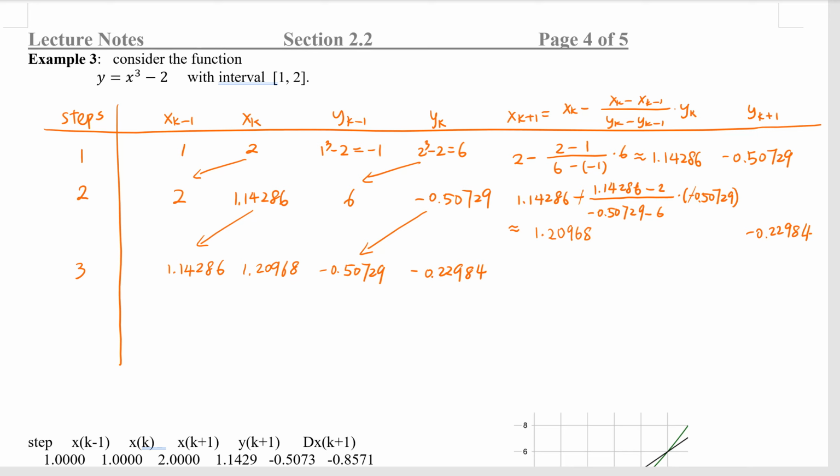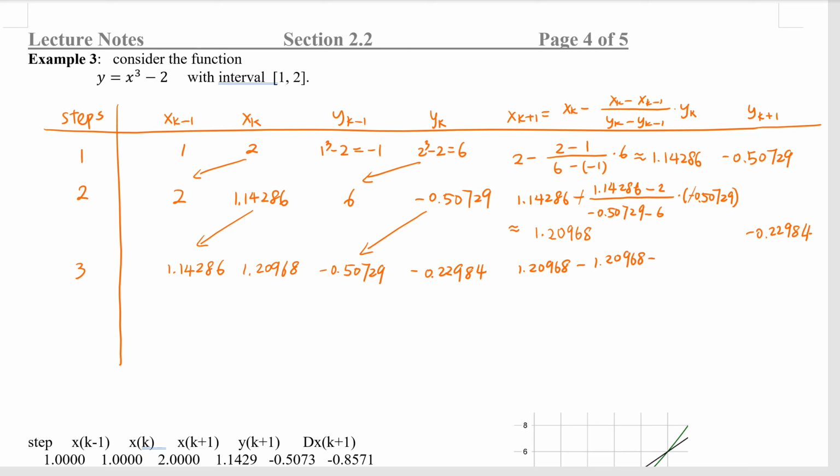Organize the data, okay? XK is 1.20968, and it's enough to keep 5 decimal places. So you keep 5 decimal places in all of your homework and exams. Okay?